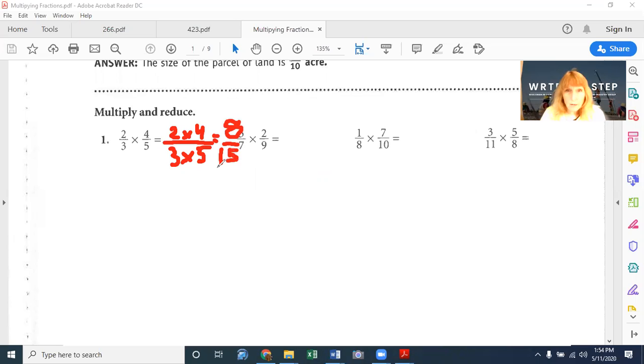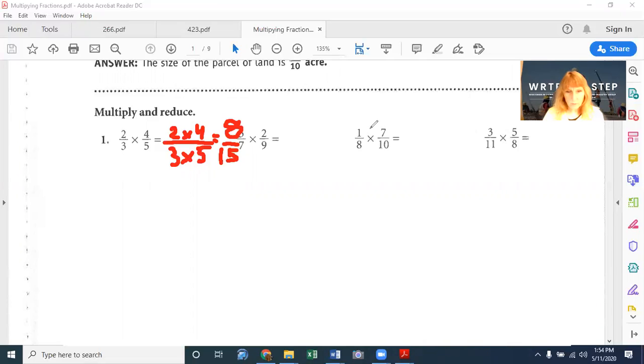Keep in mind, there'll be times when you get down the line a little bit in this packet where you're going to have to be reducing fractions. Right now we're not reducing anything. 8/15 is the final answer. We have an even on top and an odd on the bottom. Okay, let's look at the next one.